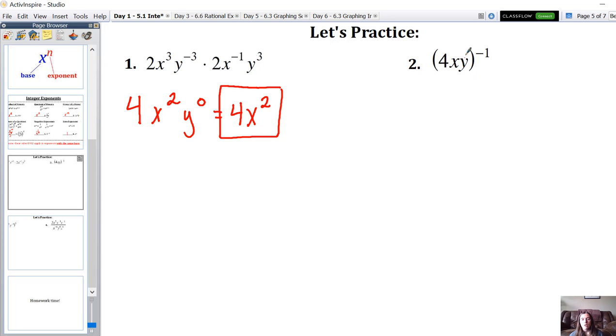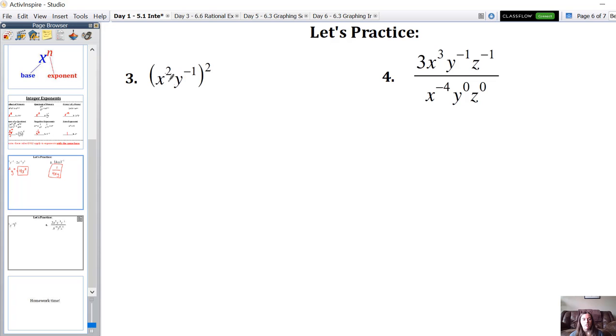In number 2, we have this stuff inside the parentheses that's being raised to the negative 1. Remember, if we have a negative exponent, we can change it into a fraction where our base now becomes the denominator and our exponent switches signs. So this will become 1 over 4x y to the power of 1, but since it's to the power of 1, we don't need to write it there. And this one is done as well.